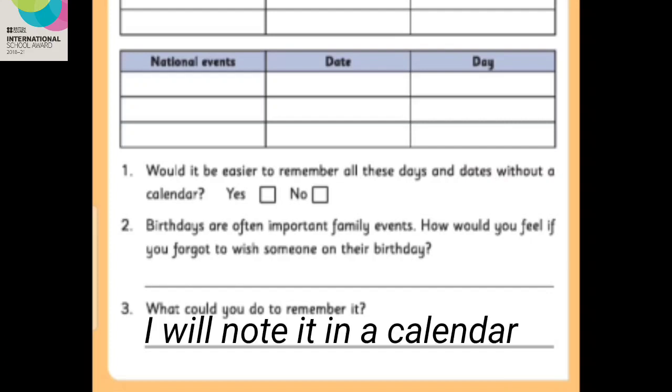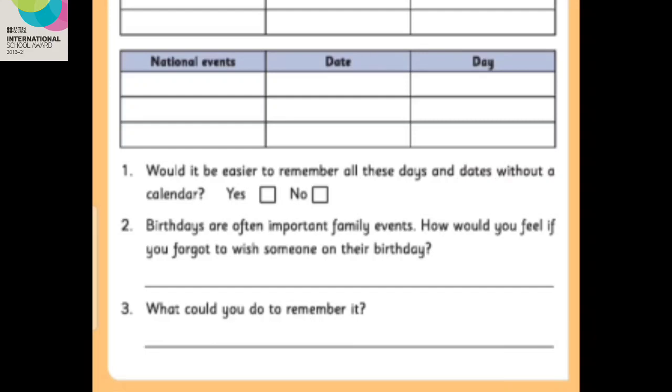You can make a note of this day or date in your calendar so that you won't forget those days, right? So that you can write it.